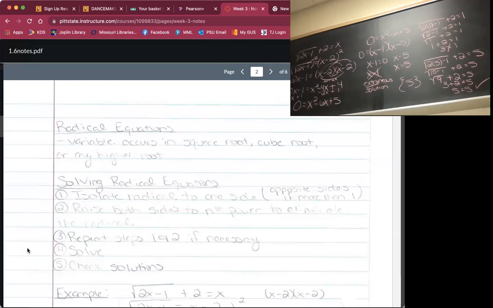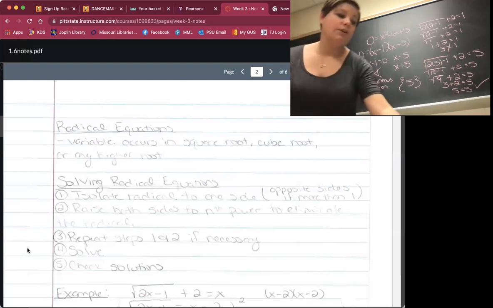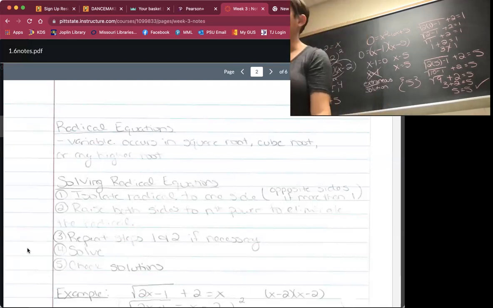So there's quite a bit of work because you have to isolate your radical, then you have to square both sides, which almost always is going to result in you having to FOIL. Then you have to move everything over, and then you have a quadratic equation, and then you have to solve the quadratic equation. So the nice thing is that you get a lot of practice working with your quadratic equations, which is from chapter 1.5. So if you needed more practice, you definitely are going to get more practice with those in this section.